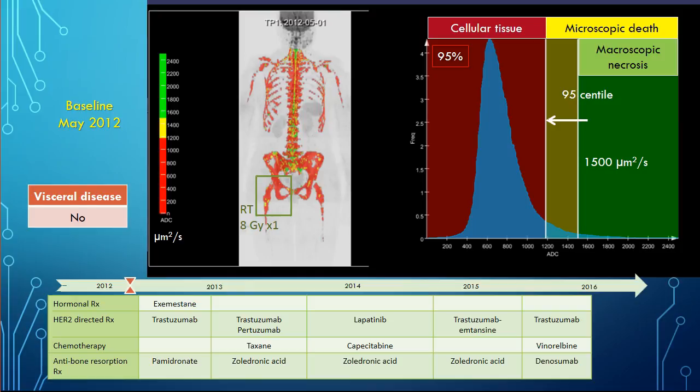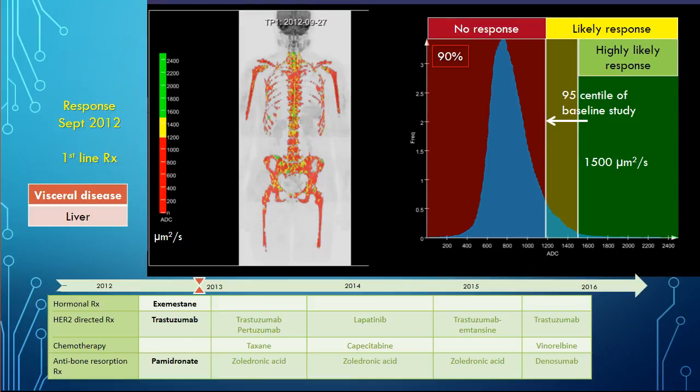We initially treat her with exemestane and Herceptin therapy, and we see her some months later, and you can see that there has been a very modest response to treatment. There are only small scattered areas of yellow and green. This is not a clear response to treatment. In the meantime, she has also developed metastatic liver disease.